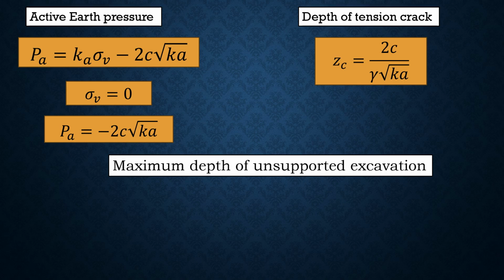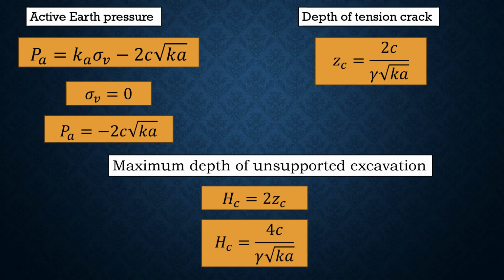Then next, depth of tension crack, ZC. We represent the depth of tension crack as ZC, because the tension crack is present at a particular depth, and that depth is measured with the help of ZC. The formula is in terms of cohesion, unit weight, and coefficient of active earth pressure. So ZC is equal to 2C divided by gamma square root of K. The last one is the maximum depth of unsupported excavation, which is nothing but twice the depth of tension crack. So HC is equal to twice ZC, so HC is equal to 4C divided by gamma square root of K.